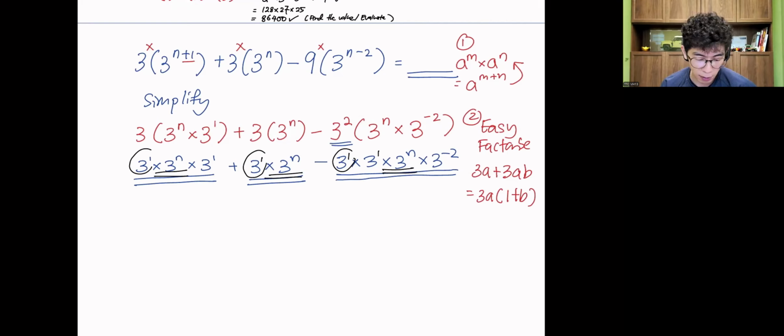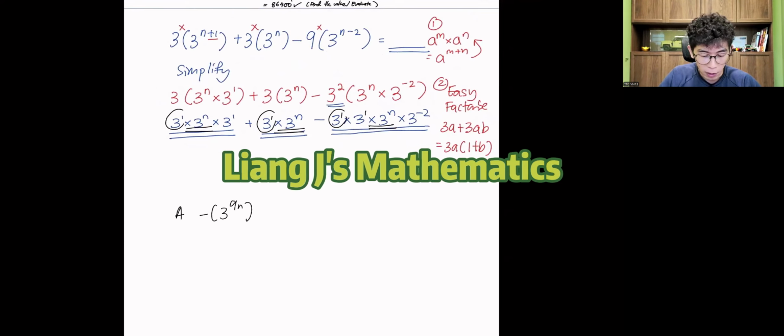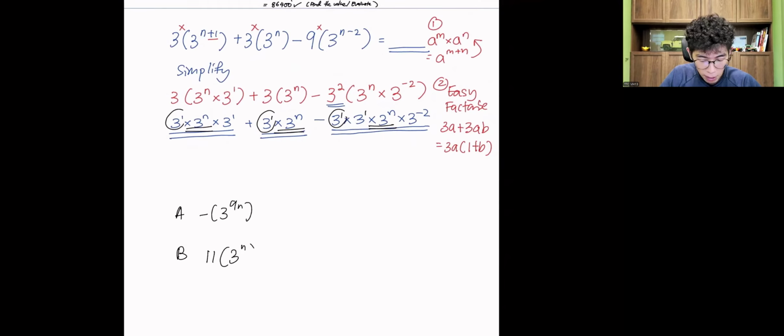So what I do is that I know already, according to the given answers. They put A, negative 3, 9n. They put B, 11, 3 power n. They put C, 9, 3 power n. They put D, 6, 3n, right? I'm using a Form 3 point of view to explain.